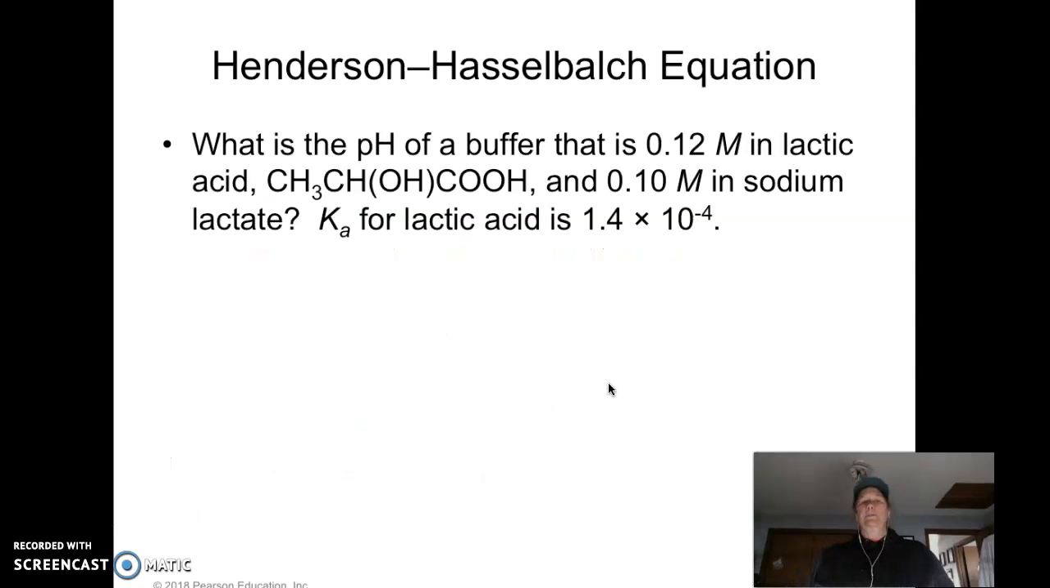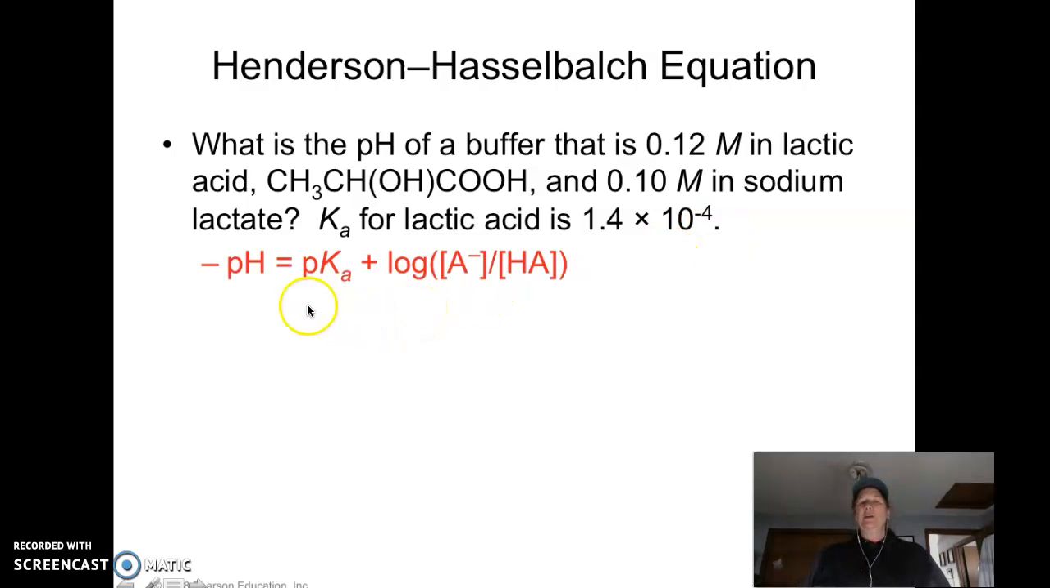Okay, so here we have the pH of a buffer. It's 0.12 molar lactic acid, which has this formula, and 0.1 molar sodium lactate. This is its salt, because lactic acid has this hydrogen, and in sodium lactate you replace an H with an Na. The Ka for lactic acid is 1.4 times 10 to the negative fourth. We have all the information we need.